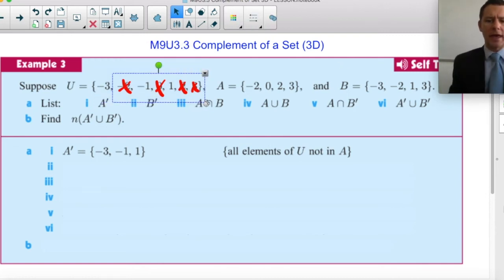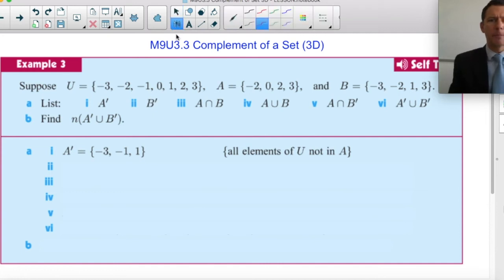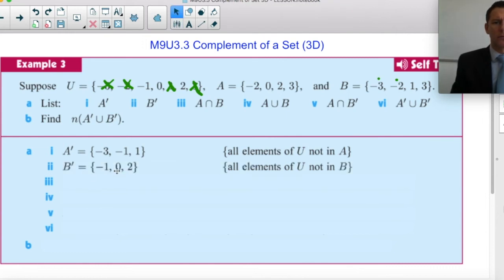You can play the same game with not B. If you got that wrong, try not B yourself. Pause me. Okay, so I want everything not B. So it's everything in the universal set. It's everything in the group of numbers that we're playing with, except what's in B. So I want not a -3, not a -2, not a 1 and not a 3. So I want -1, 0, and 2. Does that work? Works. Great.